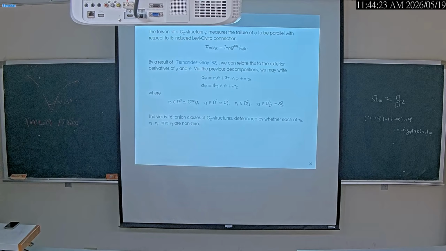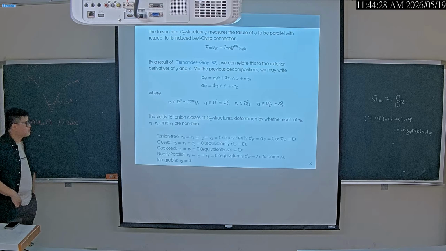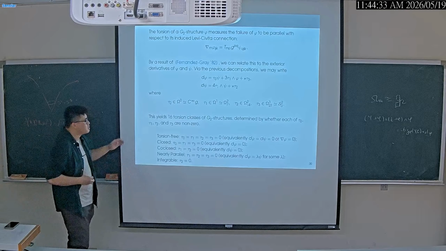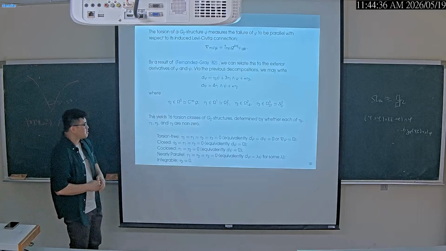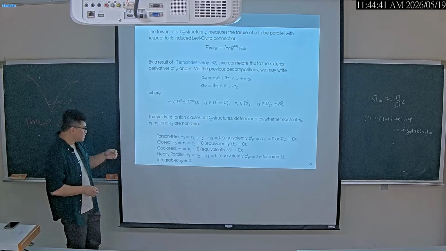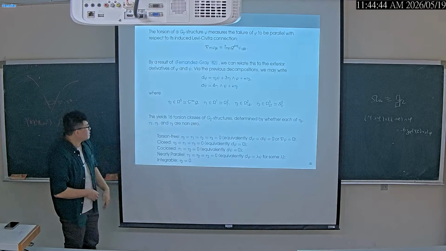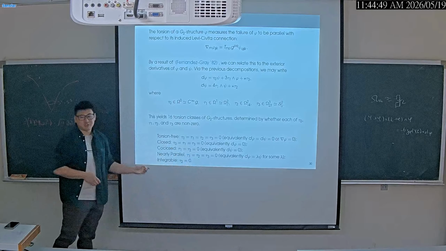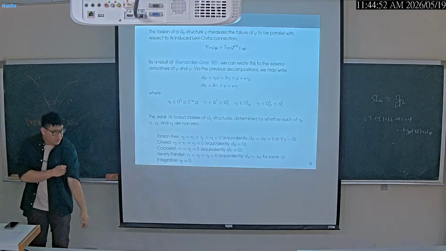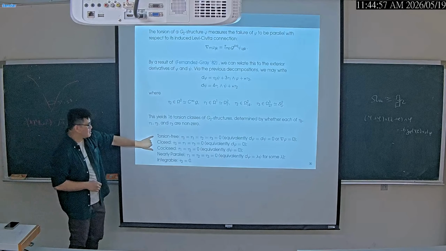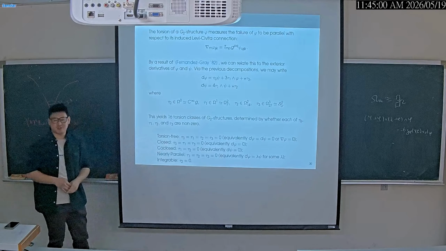And then there are 16 torsion classes, depending on whether these are 0 or non-zero, and some special ones will show up later. So we have torsion-free G2 structures when everything is closed and co-closed. You have closed G2 structures when phi is closed. You have co-closed G2 structures when psi is closed. You have nearly parallel G2 structures when d phi is just a multiple of psi, and then you have these weird ones called integrable G2 structures when tau 2 is 0. The others are much nicer to deal with, as you can see, because the conditions are just very differential, right?